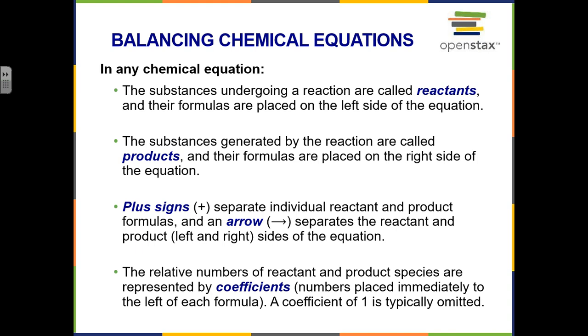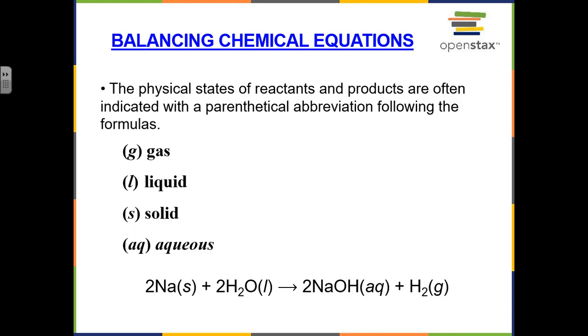Now, as I mentioned, the relative number of each reactant and product species is represented by your coefficients, and a coefficient of 1 is typically omitted. So anytime you don't have a number next to it, it's understood to be 1. And in most cases, when we're balancing reactions, we're going to be looking for whole number values. You want whole numbers, and you want the simplest whole number values.